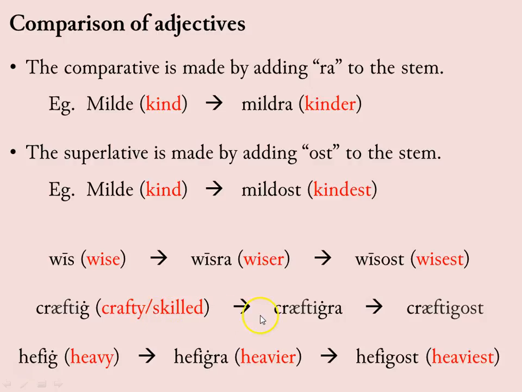Cræftig, crafty, skilled. Cræftigra, craftier. Cræftigost, craftiest. Notice the dotted G is a y sound and the G with an h sound. Alright. Hefig, heavy. Hefigra, heavier. Hefigost, heaviest.